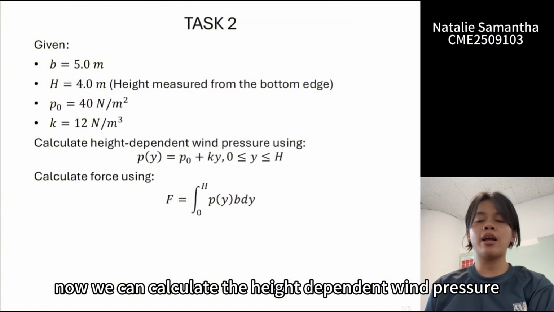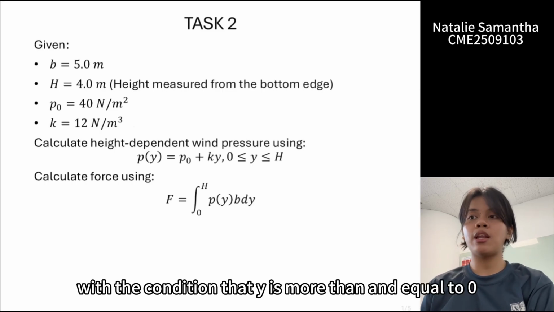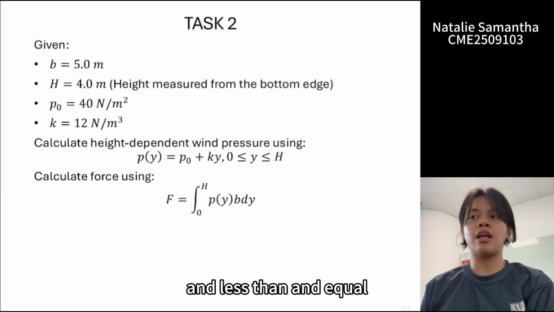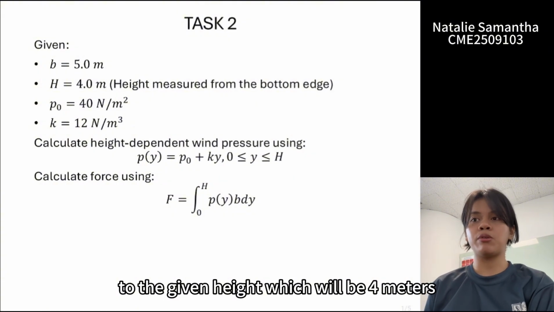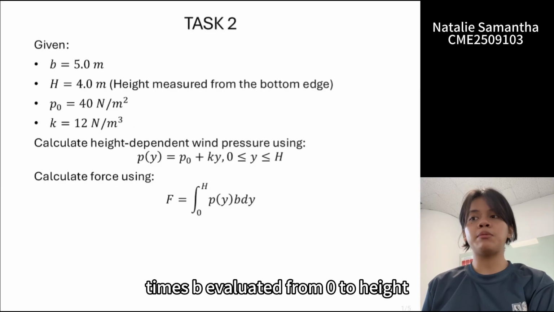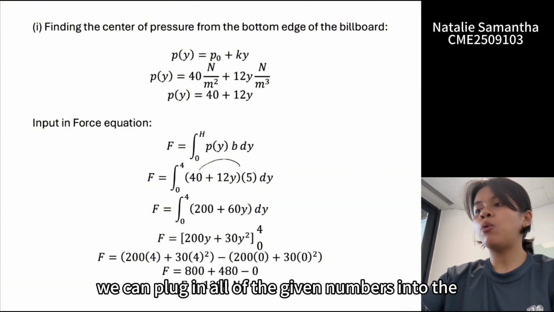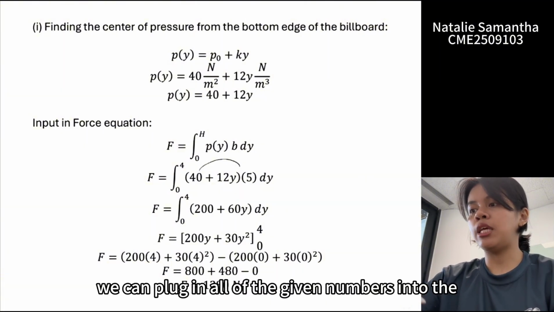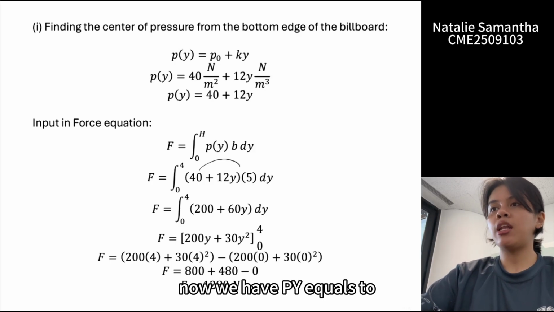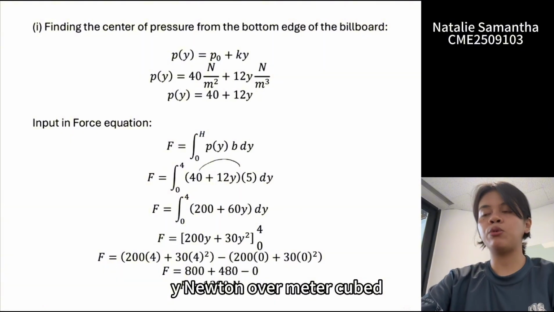Now, we can calculate the height-dependent wind pressure using Py equals P0 plus K times Y, with the condition that Y is greater than or equal to 0 and less than or equal to the given height, which will be 4 meters. We can also calculate force, F, equals the integral of Py times B evaluated from 0 to height. The first step of our calculation will be finding the center of pressure from the bottom edge of the billboard. We can plug all of the given numbers into the height-dependent wind pressure equation. Now we have Py equals 40 Newton per meter squared plus 12Y Newton per meter cubed.